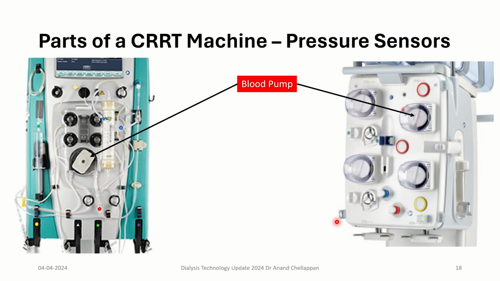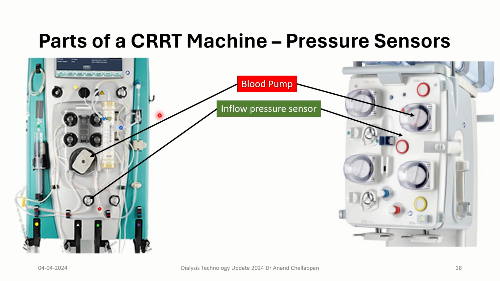So let us start with the blood pump. This is the blood pump, and this segment prior to the blood pump is the inflow segment, where we take the blood out of the patient and it's taken into the CRRT system, the extracorporeal system. So in this machine, the blood enters this way. There is a sensor in the blood circuit before the pump. This is the inflow pressure sensor.